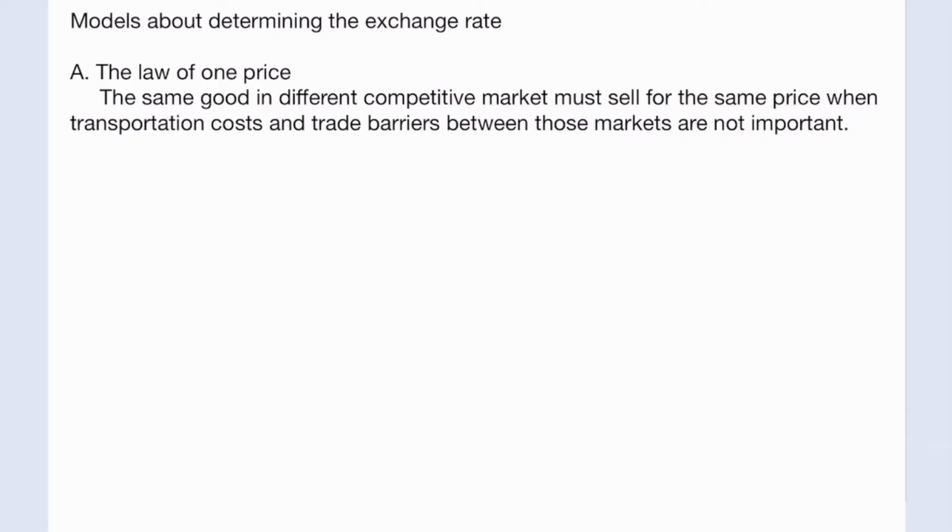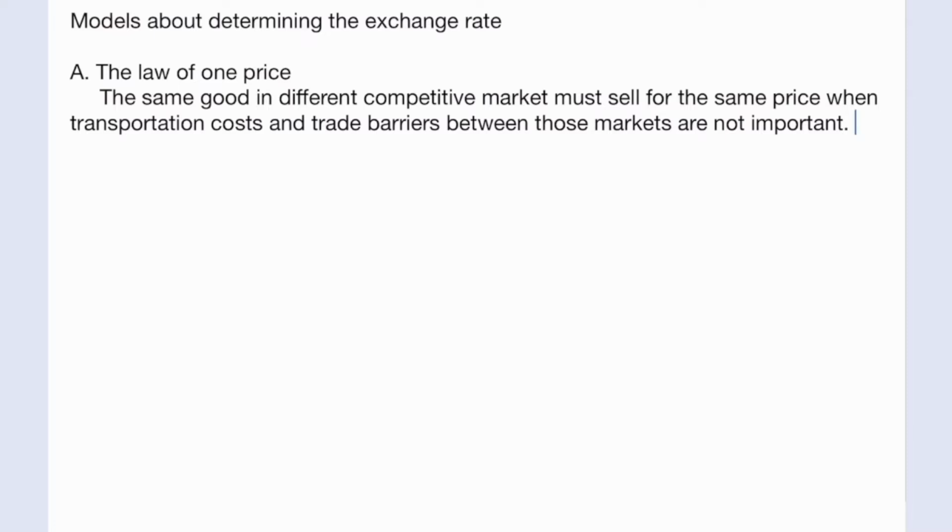Now we want to talk about the model determining the exchange rate. The very first model we want to talk about is the law of one price. This model tells us the same good in different competitive markets must sell for the same price when transportation costs and trade barriers between those markets are not important. So why is that the case?